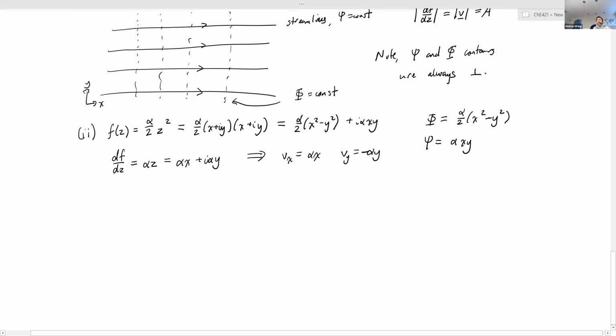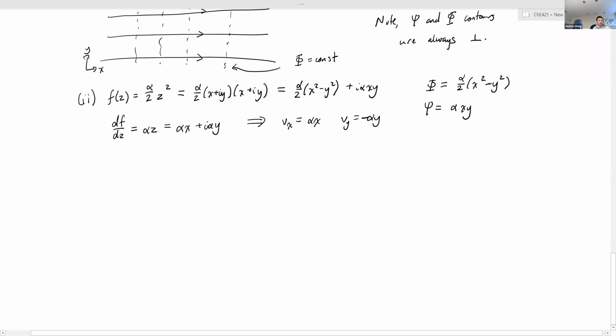So what does this plot actually look like? What does this flow field actually look like? Maybe it's easiest if we actually just plot the streamlines. What we have is alpha xy is equal to some constant, right? And so if we solve this for y, for instance, we get y equals some constant over x. Y equals 1 over x, or y equals 2 over x, or something like that. Does anyone know what those look like? Those are hyperbolas, right?